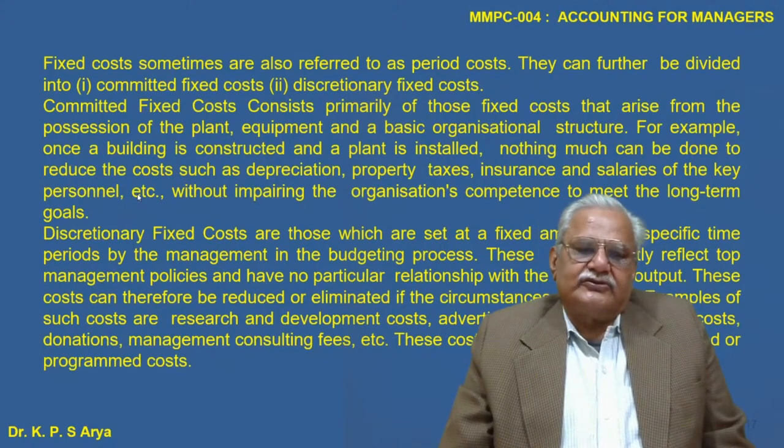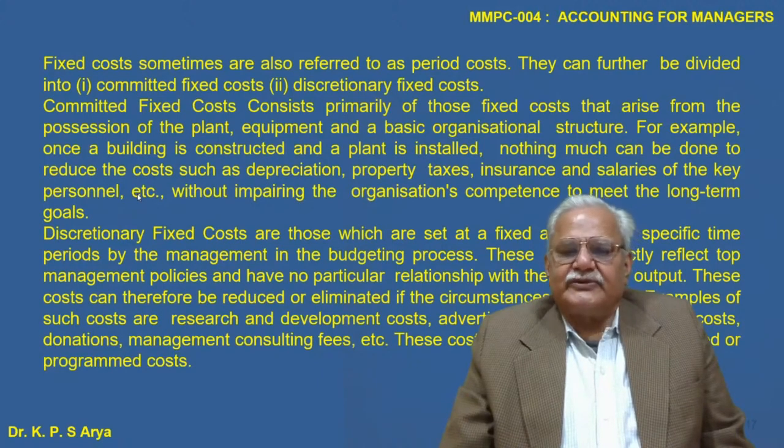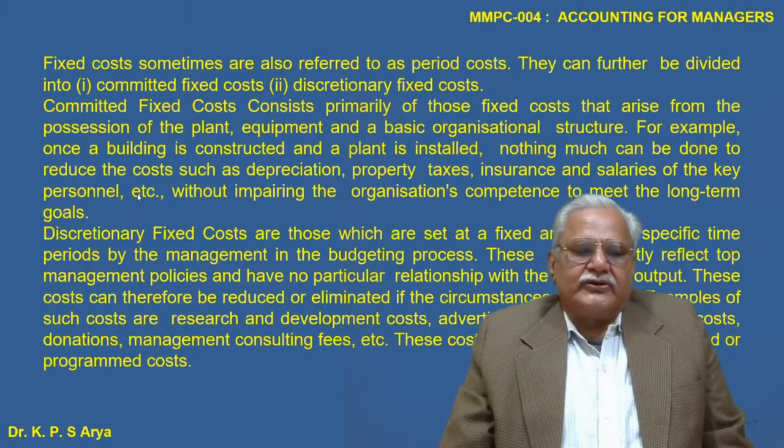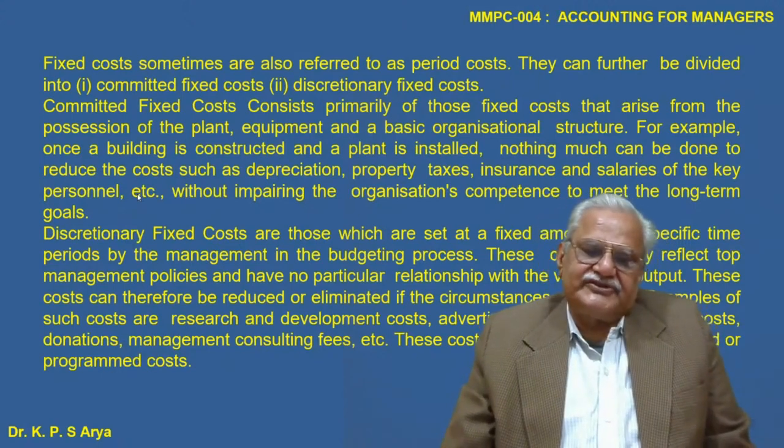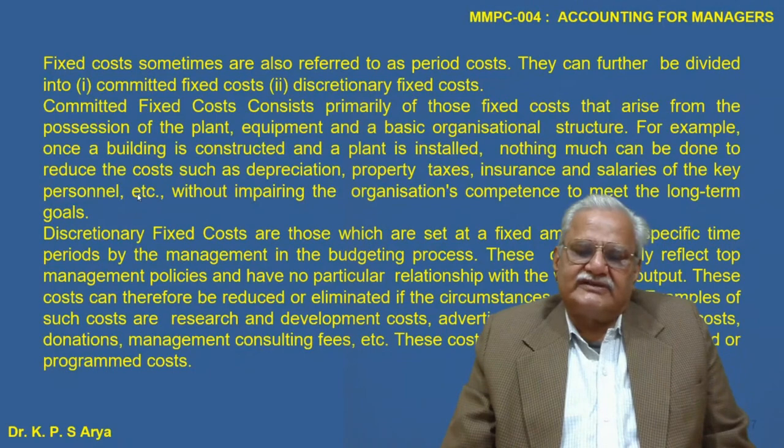Discretionary fixed costs are those which are set at a fixed amount for a specific time period by the management in the budgeting process. These costs directly reflect top management policies and have no particular relationship with the volume of output. These costs can therefore be reduced or eliminated if the circumstances so require. Examples of such costs are research and development costs, advertising and sales promotion costs, donations, management consulting fees, etc. These costs are also termed managed or programmed costs.